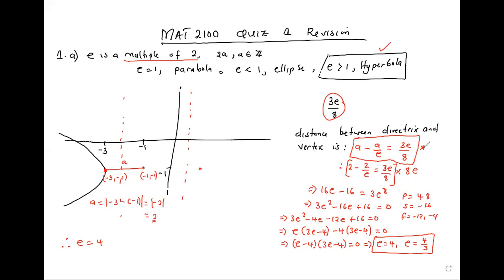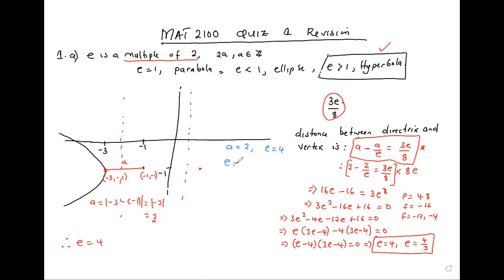Then now we want to identify this conic. We've already identified it. Now I want to find its equation. Let's find the actual equation of the conic. So what do we have? We have a equal to 2, and e equal to 4. So let's look for an equation that uses a and e.